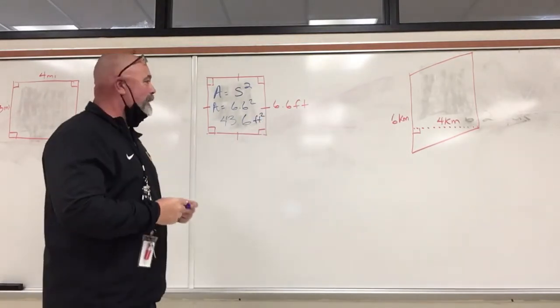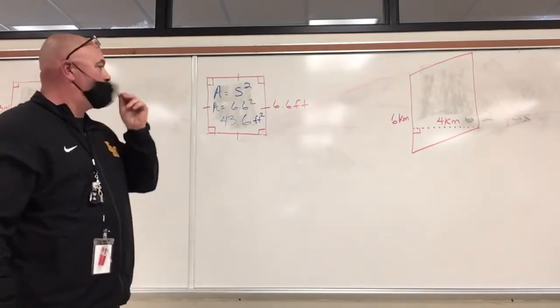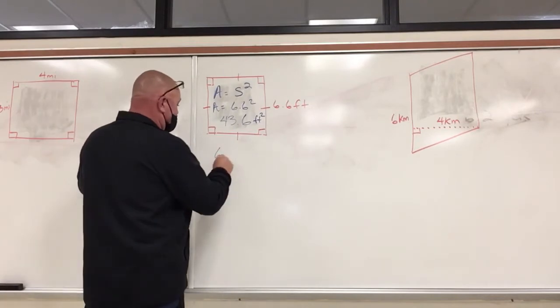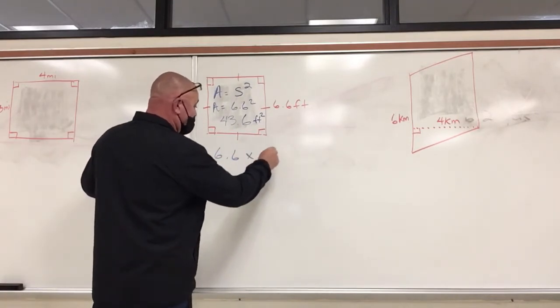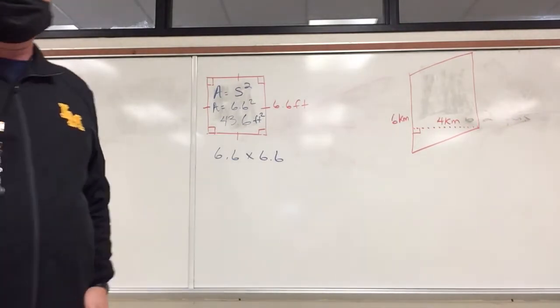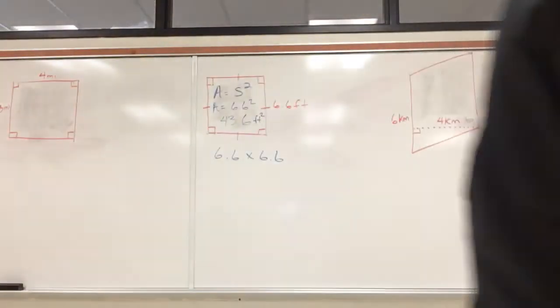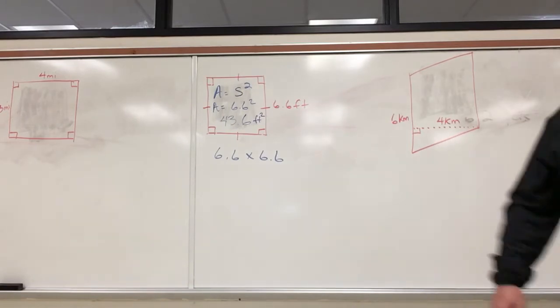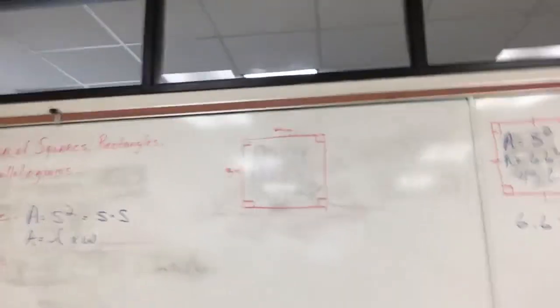Remember that since I square, I have to square the units. It's measured in units squared. Okay? I also could have done this: 6.6 times 6.6, if I didn't want to look for buttons. And you would have got the same answer. All right? Any questions about how to find the area of a square? Alright, now let's go to the area of a rectangle.